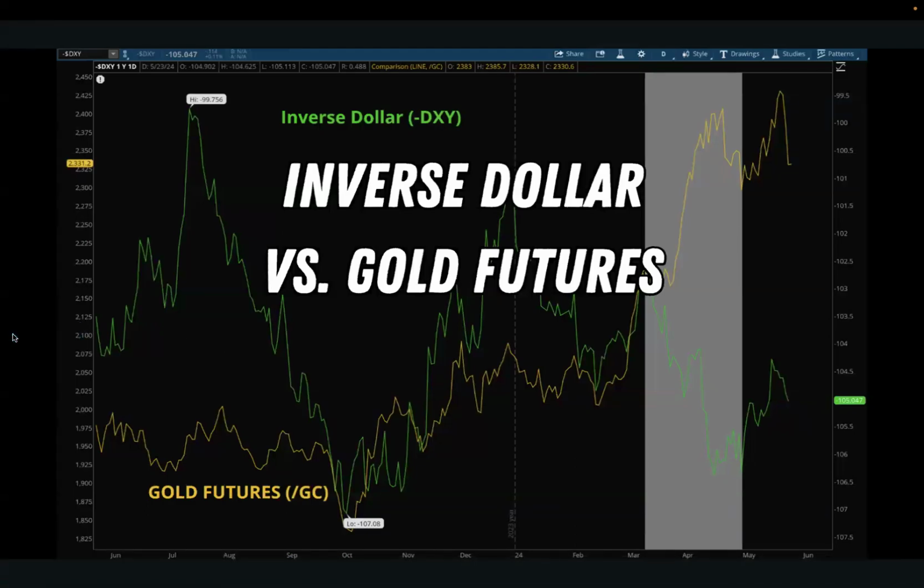Today we're going to go over the inverse dollar and gold futures chart. I like this chart a lot. It really shows a great example of the relationship the dollar has with gold. You tend to see a very inverse relationship between the dollar and gold. And being that the green line here is the inverse dollar, you'll see that it typically moves in the same direction that gold futures are moving.